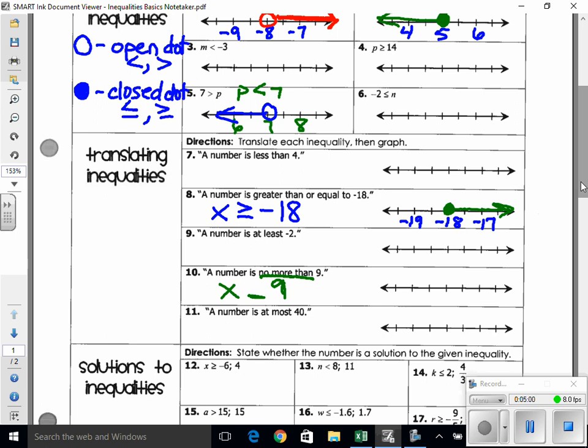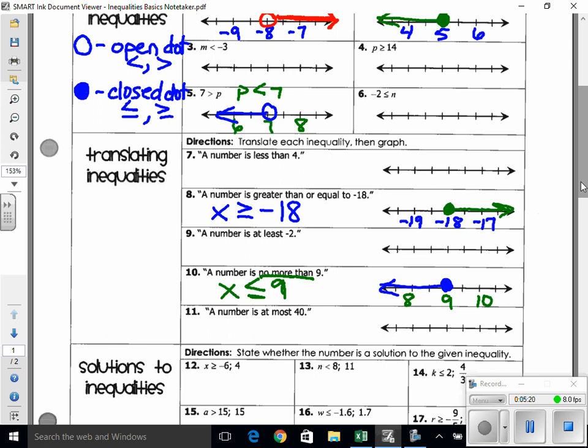Okay, and if you can't go over 9, then that means you have to be less than or equal to 9. Okay, so that's what we're going to be graphing. Put your 9 in the middle, 8 goes on the left, 10 goes on the right. Less than or equal to is going to be a solid dot on 9, and less than or equal to would be left. Okay, and then we'll go ahead and do number 11.